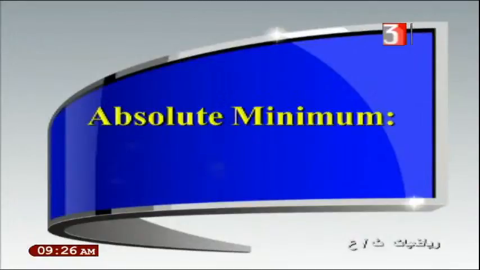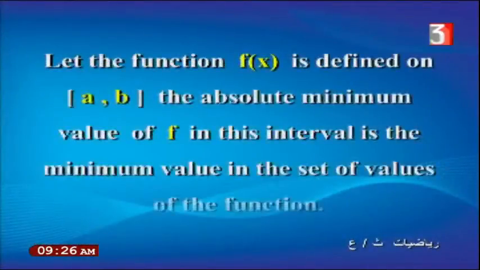Absolute minimum. Let the function f of x be defined on the closed interval a and b. The absolute minimum value of f in this interval is the minimum value in the set of values of the function.